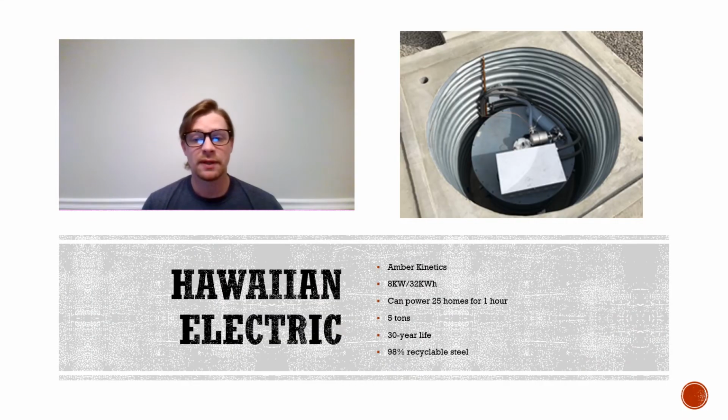So this is a top-down view of another installation by the same company, Amber Kinetics, and this is in Hawaii. They actually utilize a lot of solar and wind energy in Hawaii. And this installation is a 32 kilowatt hour installation. What you can see there is that this can power 25 homes for up to 1 hour. So if there's a storm or something like that, this can be used to supplement the existing renewable infrastructure.